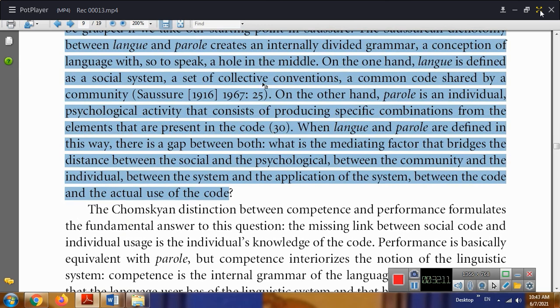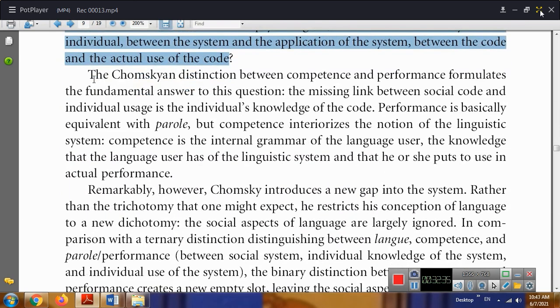You should know them, the definitions of langue and parole. And when langue and parole are defined in this way, there is a gap between both. What is the mediating factor that bridges the distance between the social and the psychological, between the community and the individual, between the system and the application of the system, between the code and the actual use of the code?